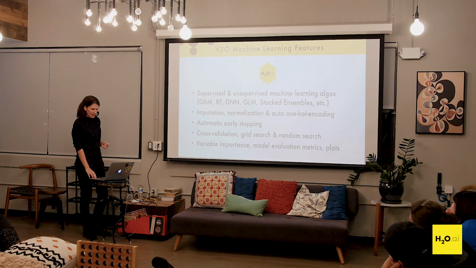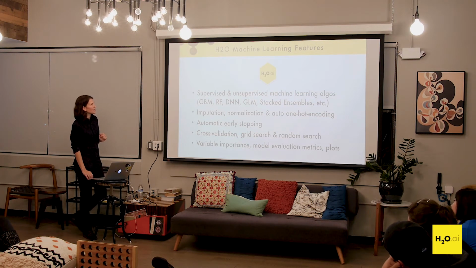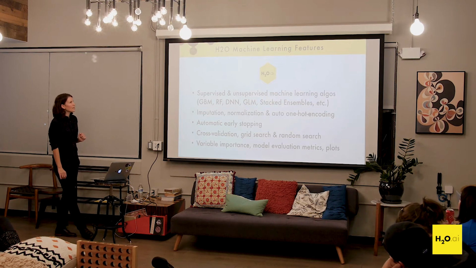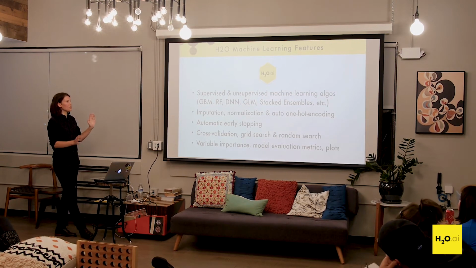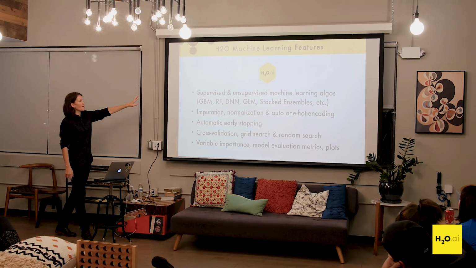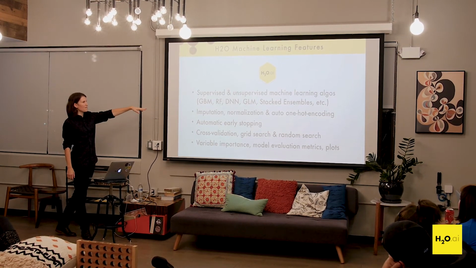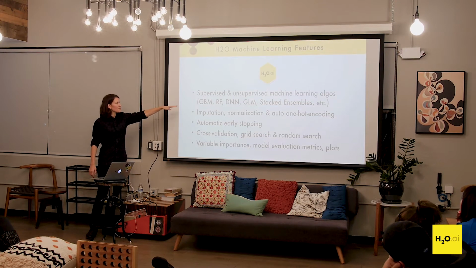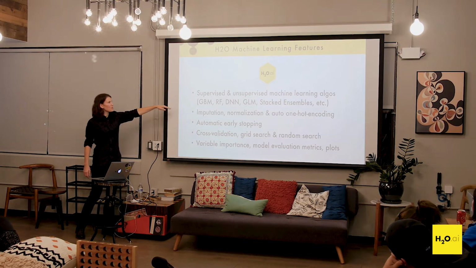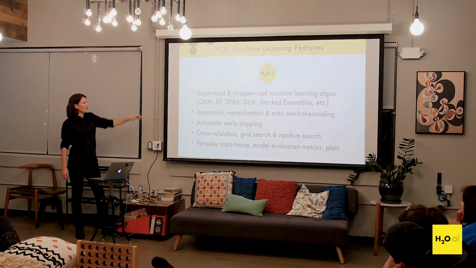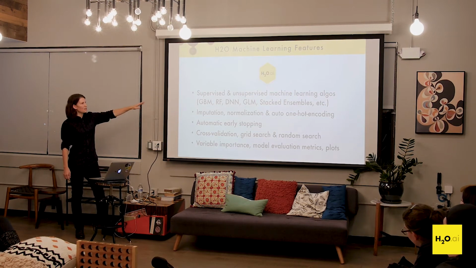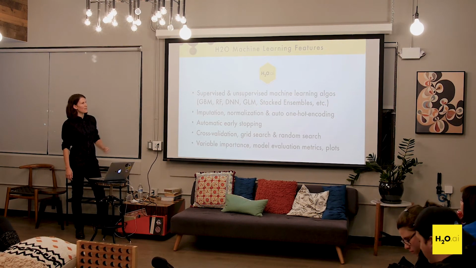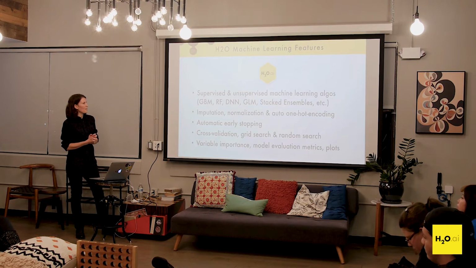Okay, so I did say it's downhill. Now things get a little bit easier. These are just the general things that you can do with H2O. We have what's called supervised and unsupervised machine learning algorithms. Here are some acronyms: GBM is gradient boosting machine, RF is random forest, then there's deep neural network, generalized linear model, and so on. We have a whole bunch of algorithms.